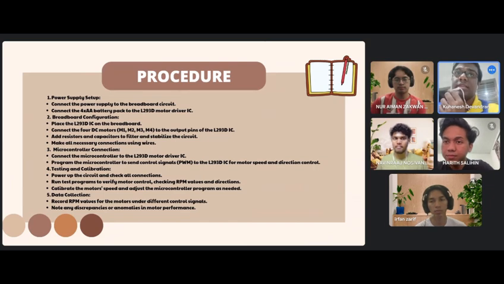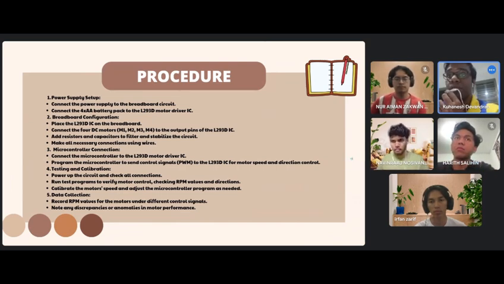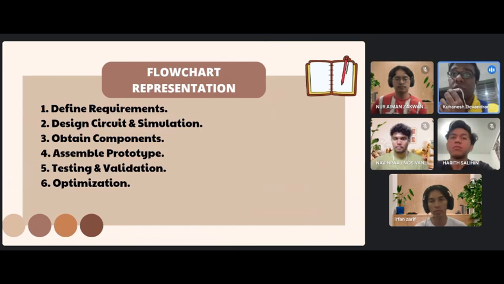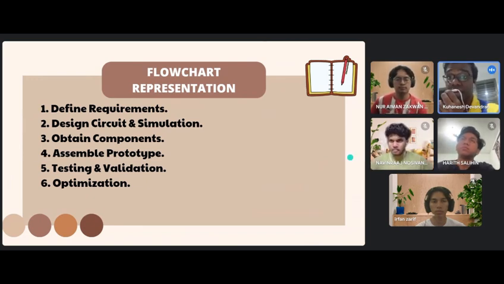And later, for the testing and calibration, we check all the connections and run the program to verify the motor control. For the data collection, we record the RPM values of the motor under different control signals. As for the flow chart representation, first we define the requirements, design, circuit, and simulation, which is done by Navinraaj, then obtain components, assemble prototype, testing and validation, and optimization.